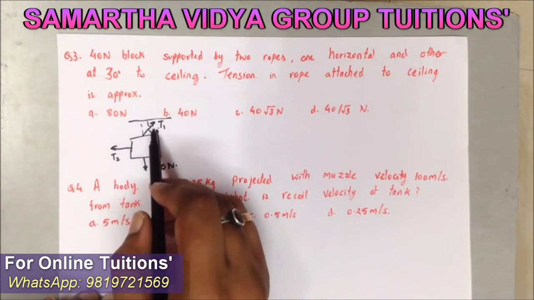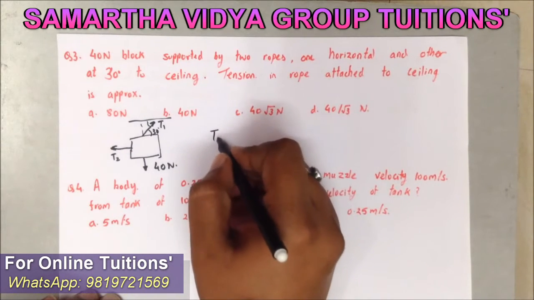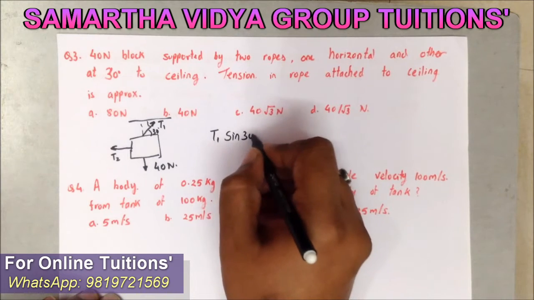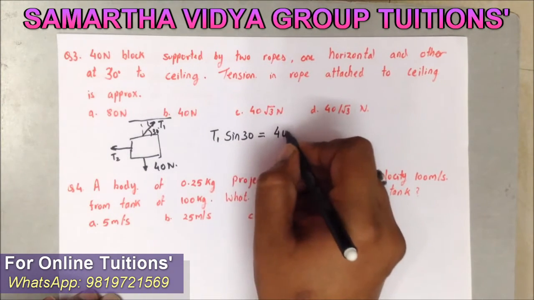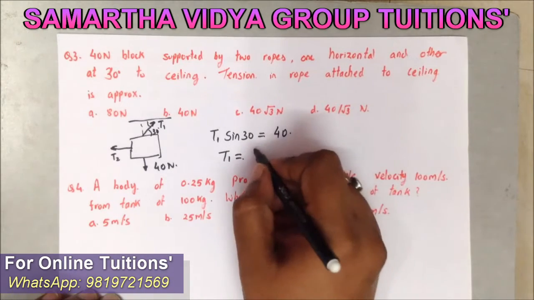Next, finding the y component of it. So the y component is T1 sine 30, which will be equal to 40. So directly we'll be getting the T1 value as nothing but 80 newtons.